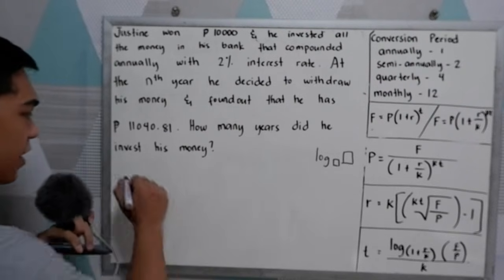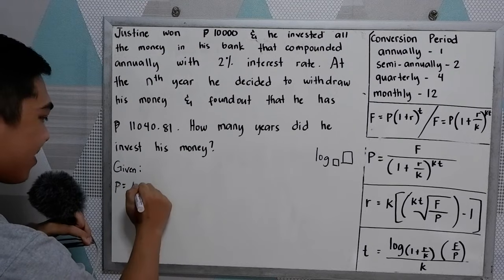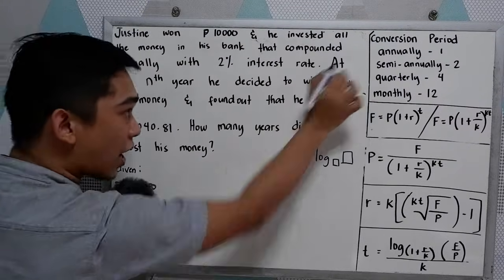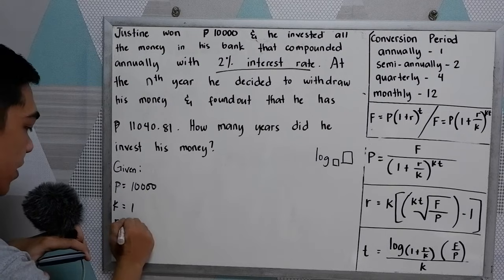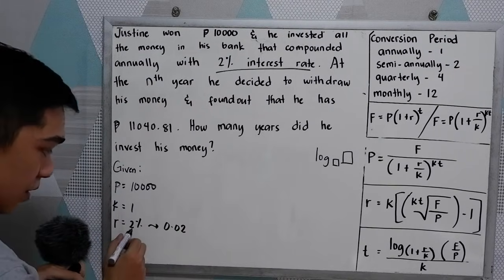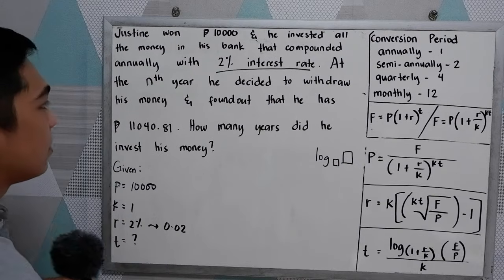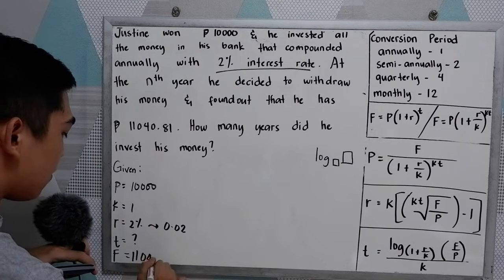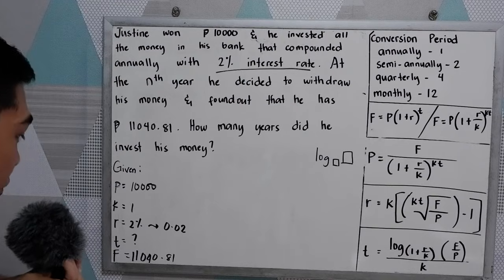So let us first determine all the given. We have the principal, which is P, 10,000. Then our K, compounded annually, 1. Look at the conversion period. Then the interest rate, 2%. In decimal, that is 0.02. Just move twice to the left. And the time is unknown, and we have the future value, 11,040.81. Of course, we're looking for the time.